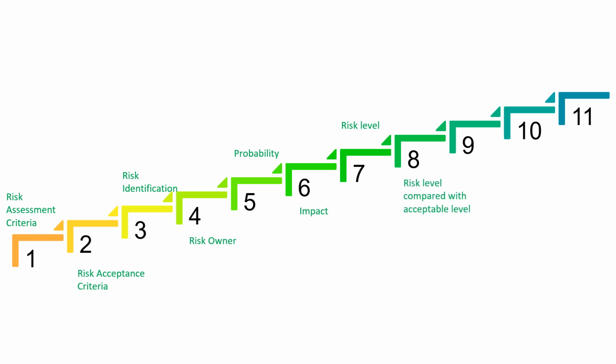Question number 8. Whether level of risk is compared with the acceptable level. Question number 9. Whether risks are prioritized for risk treatment. Question number 10. Whether risk treatment plan is made for unacceptable risk. And last question, question number 11. Whether all controls provided in Annexure A are considered, and if excluded, then such controls are included in the statement of applicability or not.